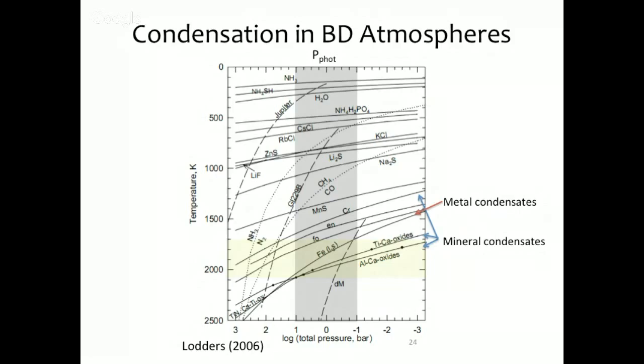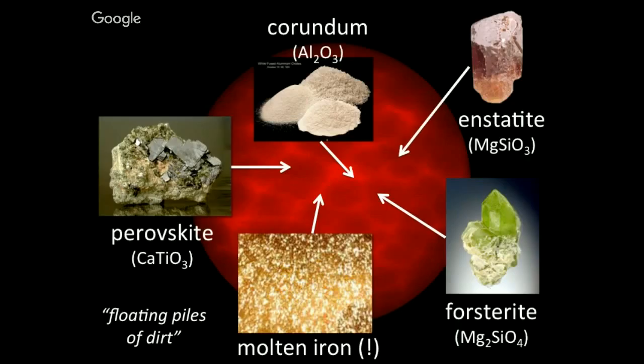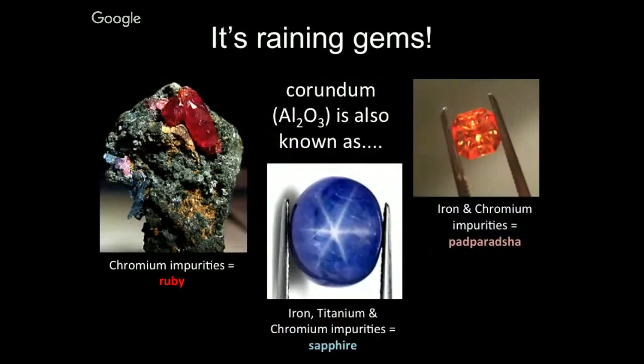Now, these kinds of materials are actually familiar to us here on Earth as solids. There are common minerals that we find as rocks on the ground, right? And not only that, corundum is something we see in all sorts of different gemstones. Corundum with different impurities forms these beautiful gemstones.